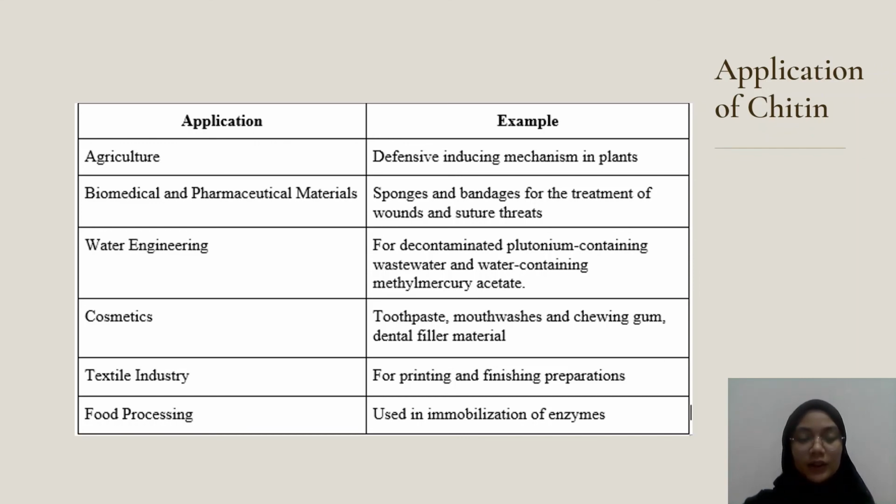Chitin is also used in the textile industry for printing and finishing preparation. And last but not least, chitin is used in the food processing industry and in the immobilization of enzymes.